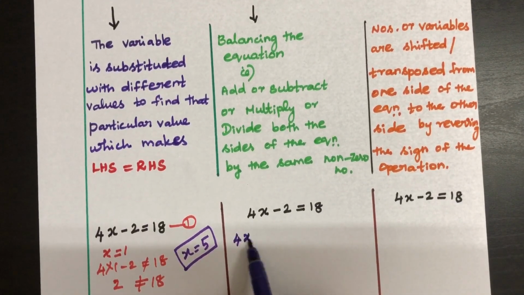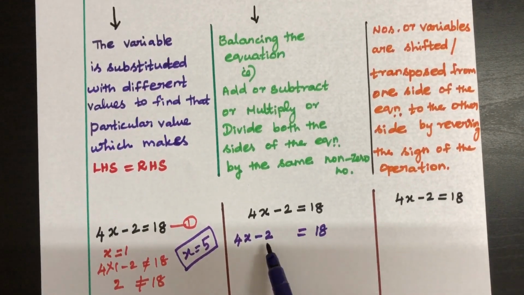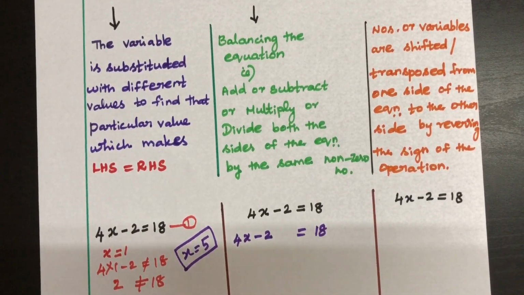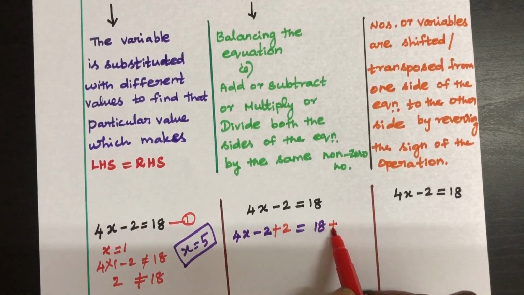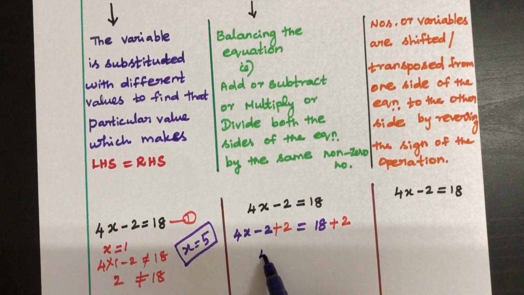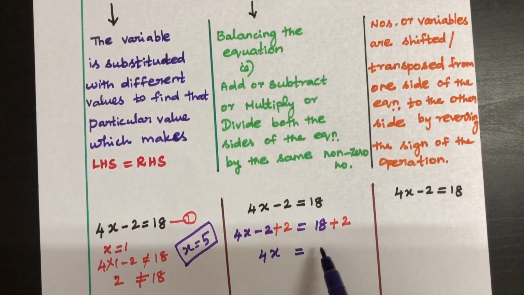See here, 4x minus 2 is equal to 18. So we don't want this 2, right? So we will erase this 2. But how will we delete this 2? Just add 2. That's all. If you add 2 here, we have to add 2 here also. So see here, minus 2 plus 2 gives us 0. So 4x, this and this will go. This is equal to, this becomes 20. Is this right? Yeah, this is right.